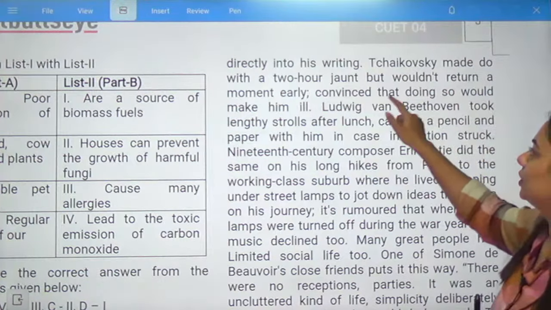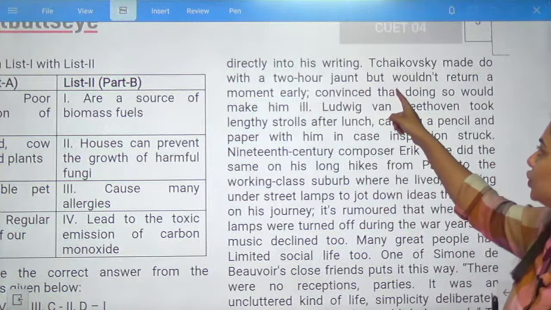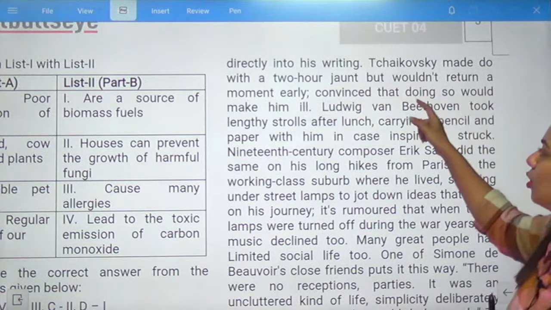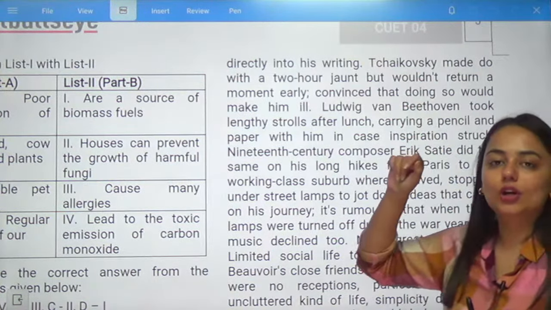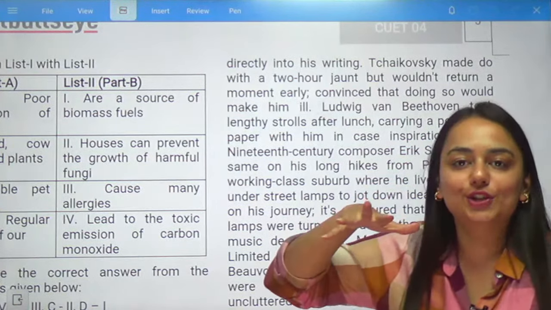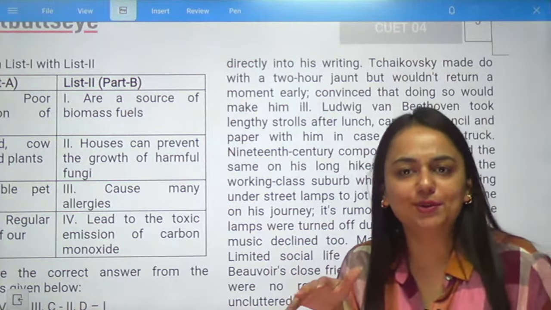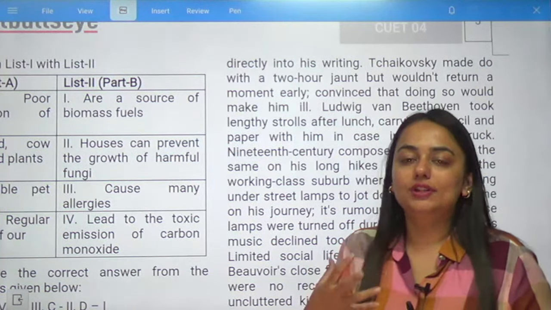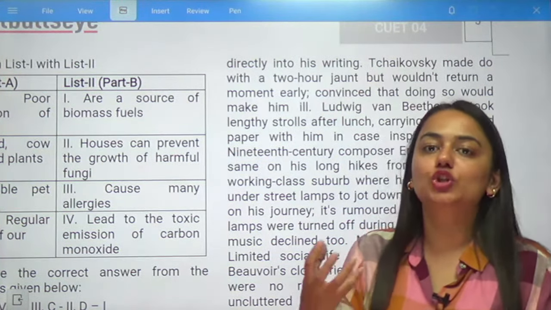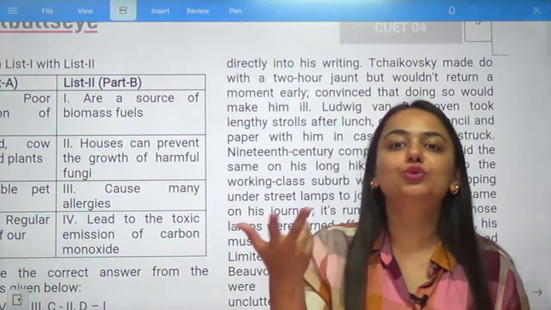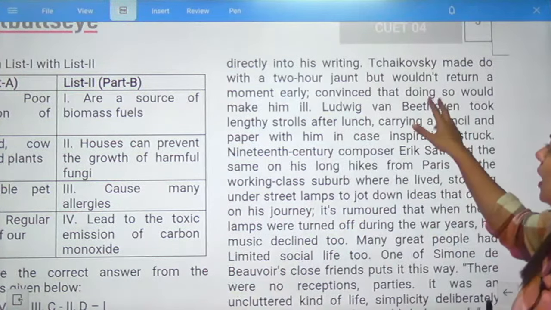Tchaikovsky made two with a 2-hour jaunt, but wouldn't return a moment early. What is jaunt now? Jaunt is a little excursion or a journey or a trip that you go for the sake of pleasure. तो आप pleasure journey या trip के लिए जब जाते हो, he used to go for it like for a 2-hour jaunt.